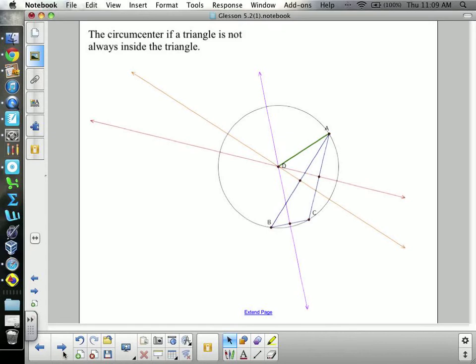And like I said, the circumcenter is not always inside the triangle. When the triangle is obtuse, the circumcenter may be outside the triangle, and that's fine. I'm still getting the point of intersection of all 3 perpendicular bisectors, and I'm still taking that distance dA to dB to dC. All 3 of those segments are congruent. Those are the congruent segments.